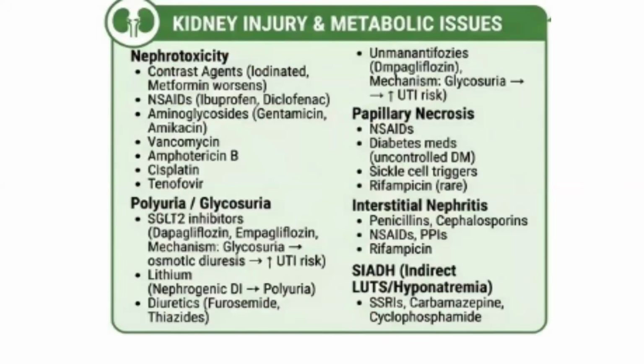Kidney injury and metabolic issues are caused by the following drugs: nephrotoxic drugs such as contrast media, NSAIDs, aminoglycosides, vancomycin, amphotericin B, cisplatin, tenofovir. Polyuria and glycosuria is caused by SGLT2 inhibitors, lithium, and diuretics. Papillary necrosis is found in patients taking NSAIDs, diabetics, uncontrolled diabetics, sickle cell triggers, and rifampicin rarely. Interstitial nephritis is found in patients taking penicillin, cephalosporin, NSAIDs, PPIs, rifampicin. SIADH is associated with the intake of SSRIs, carbamazepine, cyclophosphamide.